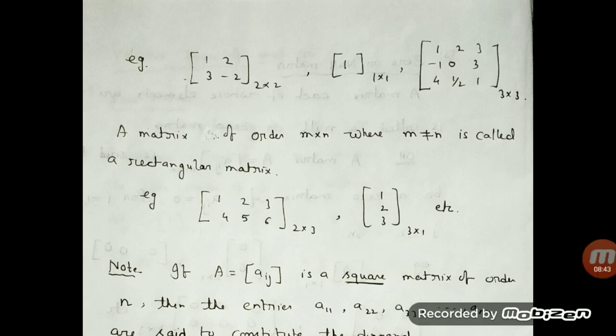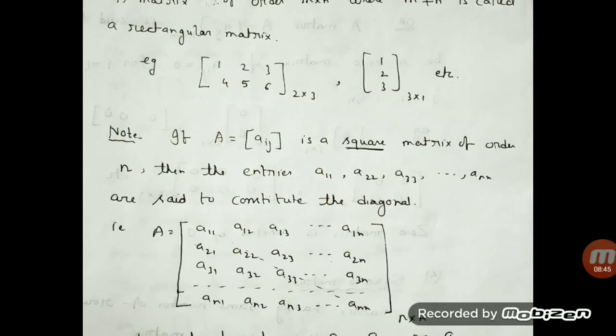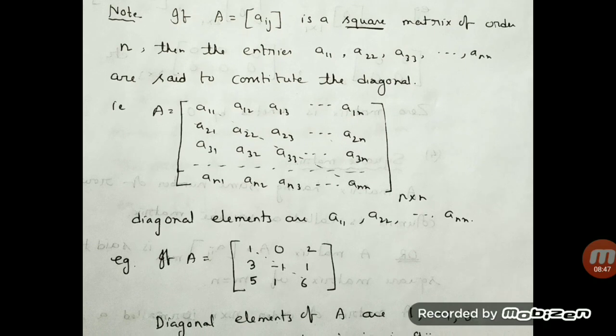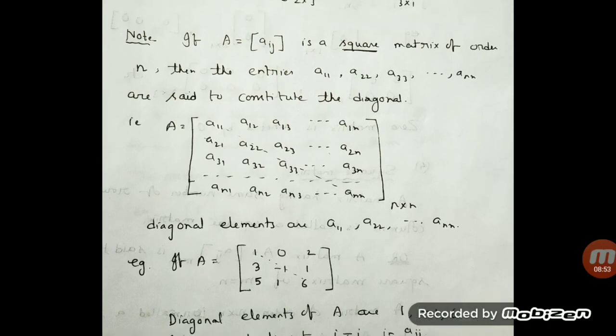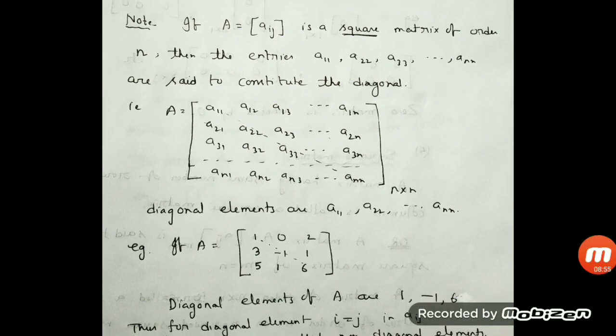Okay. Now, before going to the other types of matrices, we have to know an important concept: what are the diagonal elements of a matrix? To define the diagonal elements of a matrix, you have to consider a square matrix.